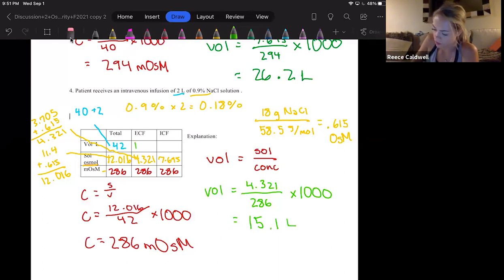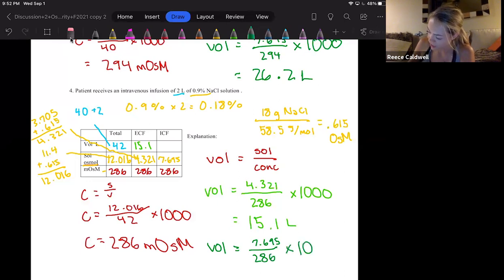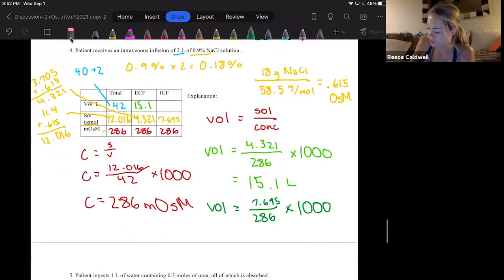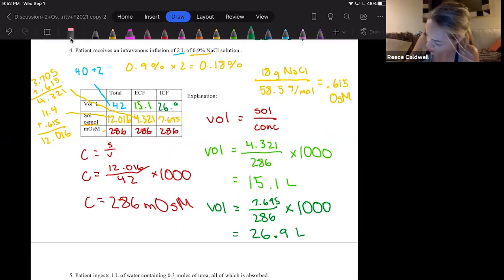15.1 liters. For the intracellular fluid, we will do that exact same thing. So we'll take the volume and we will take that 7.695 divided by the concentration, 286, multiply it by 1,000 to take those grams into liters. And what we're going to get there is 26.9 liters. So this will be 26.9 liters.